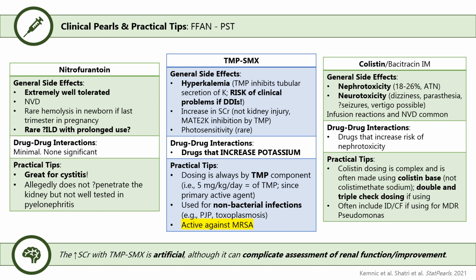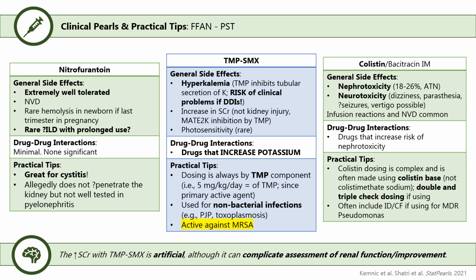Rarely, TMP-SMX causes a photosensitivity reaction and other immunologic-mediated rashes. Some clinical pearls for TMP-SMX is that it is commonly used for non-bacterial infections like PJP pneumonia, which is a fungus, and toxoplasmosis, which is a parasite. Dosing is usually done via the trimethoprim component. For example, 5 milligrams per kilo per day is dosed for the trimethoprim component.